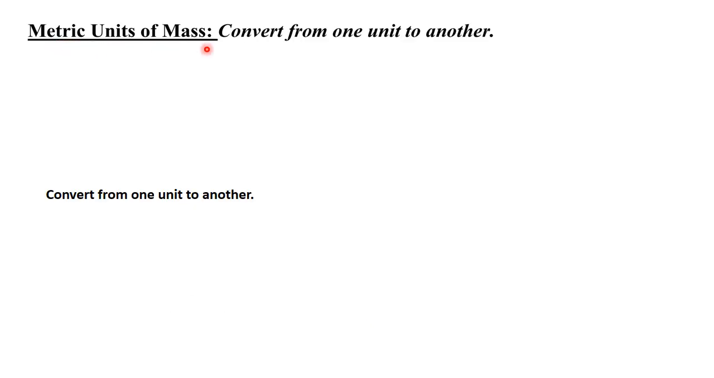Metric units of mass, convert from one unit to another. Number 1, 6000 milligrams into grams. We are converting from a smaller to a bigger unit, so we'll divide 6000 by 1000 and we'll get 6.